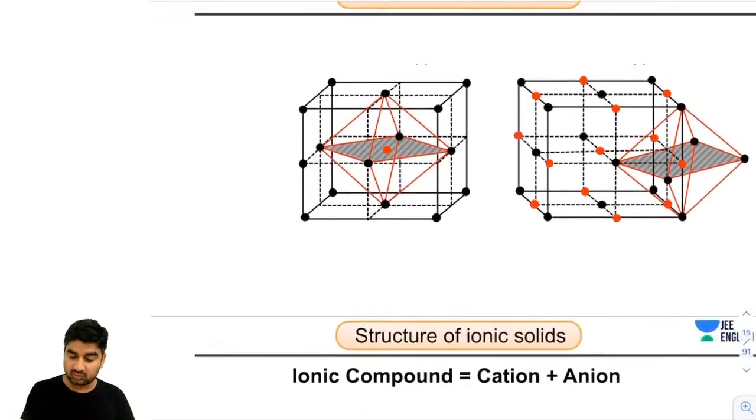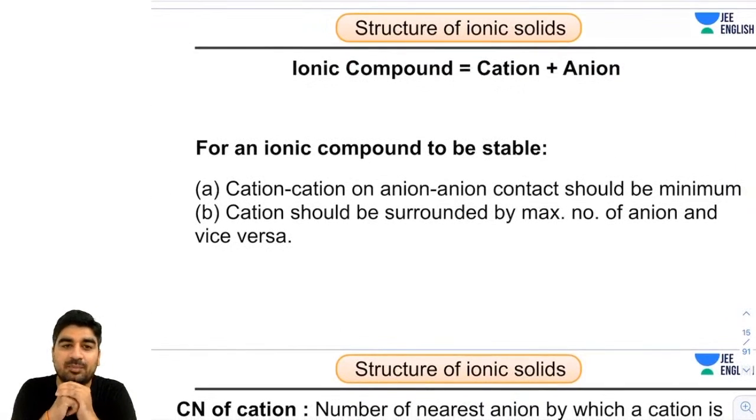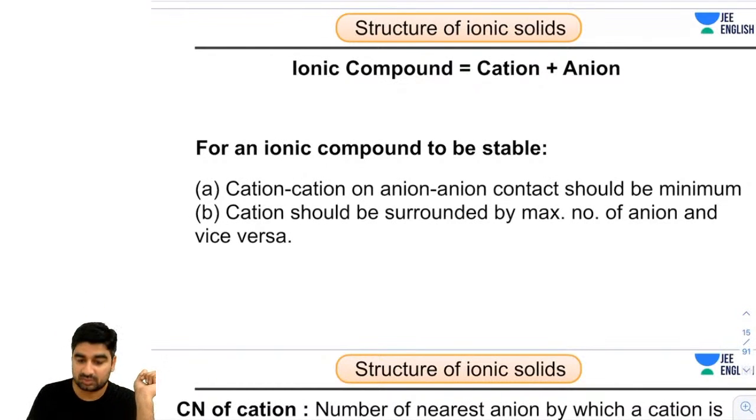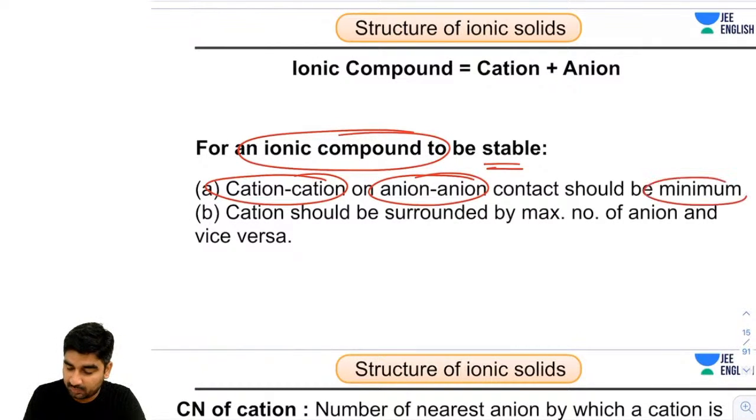So guys, you know the location of voids, and then I taught you about ionic compounds. So we have cations, we have anions. So what are cations, what are anions? You already know. And then I told you about the stability. So for an ionic compound to be stable, what should be the criteria or condition? So cation or anion contact should be minimum.